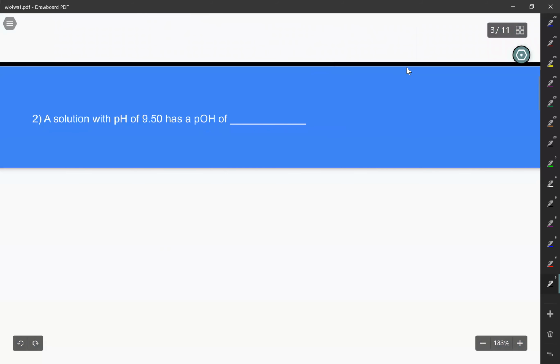So for number 2, a solution with a pH of 9.5 has a pOH of blank. So we're searching for a pOH when we have the pH. There are many different ways to do this. You can either use Kw or you can use the pH plus pOH equation, because pH plus pOH should equal 14.